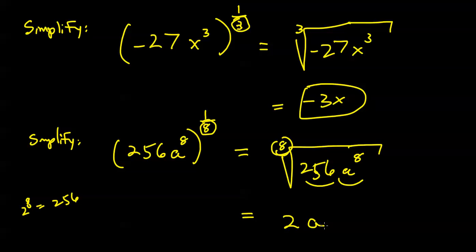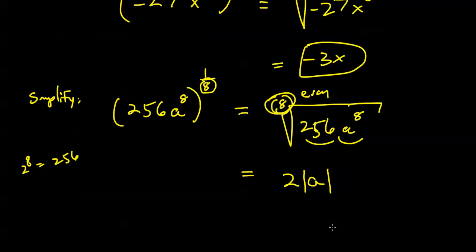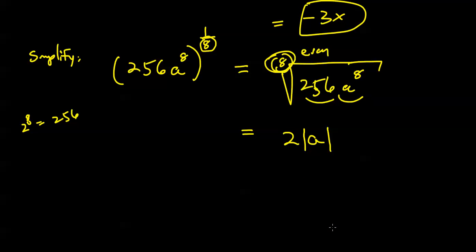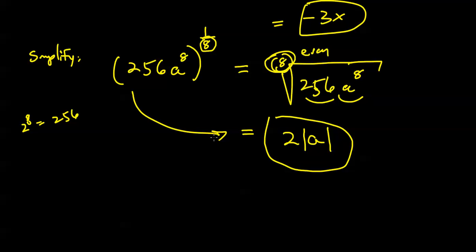well, of course that's just a, but again, notice my index is even here, and I cannot allow for the possibility of negative roots with even indexes, so I've got to wrap that a in absolute value symbols to be totally formally correct about it. So there's my final return, 2 times the absolute value of a.